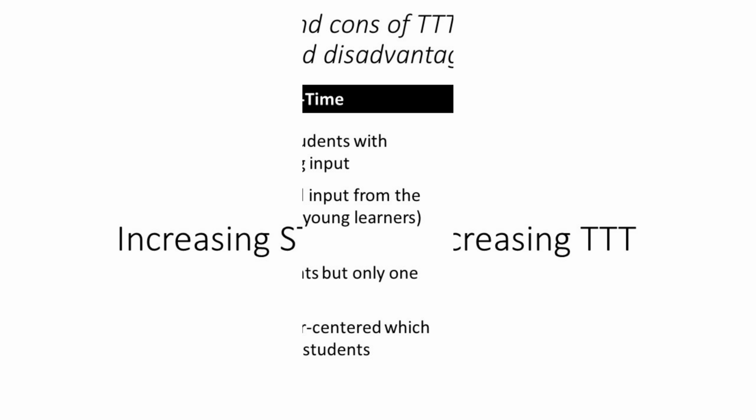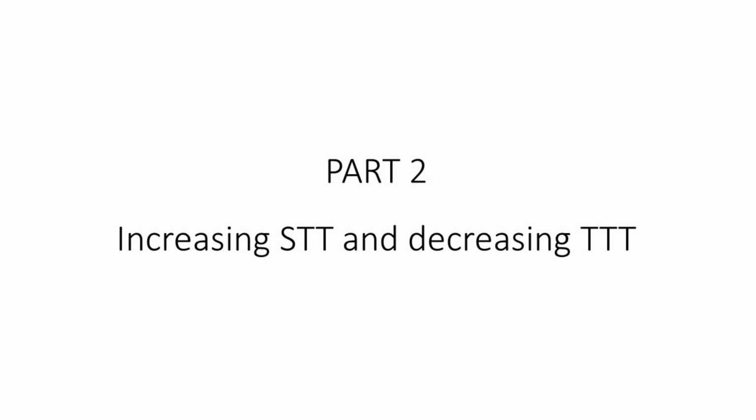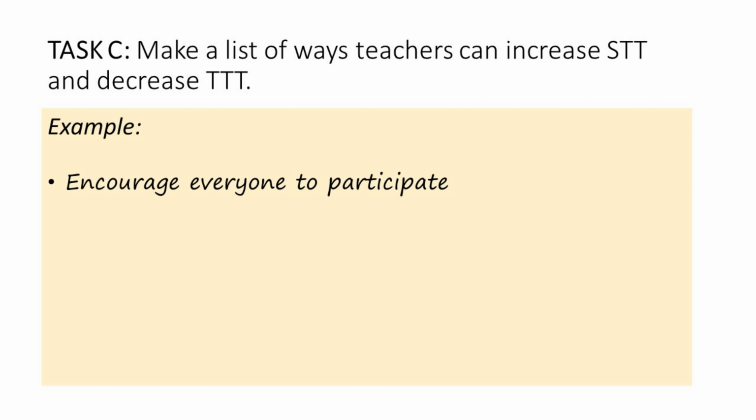Now let's move on to part 2, increasing student talk time and decreasing teacher talk time. The reason we look at ways of increasing student talk time is because often, from my experience, an excess of teacher talk time is usually the case rather than an excess of student talk time. So here's the next task, task C. Make a list of ways teachers can increase student talk time and decrease teacher talk time. For example, a teacher can encourage everyone in the class to participate. Now please pause the video and make a list either alone or with your partner of ways we can do that.